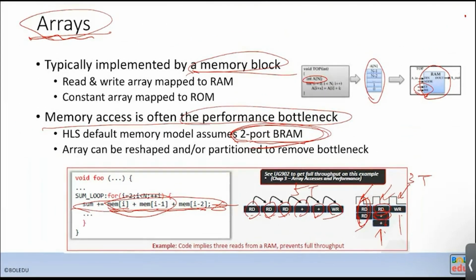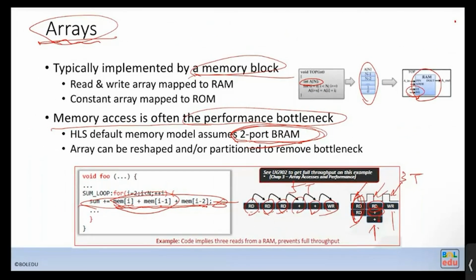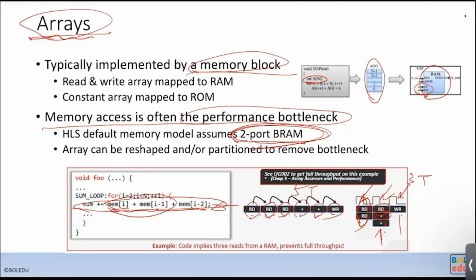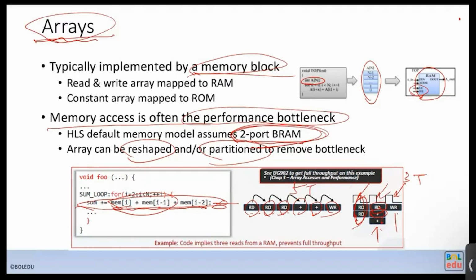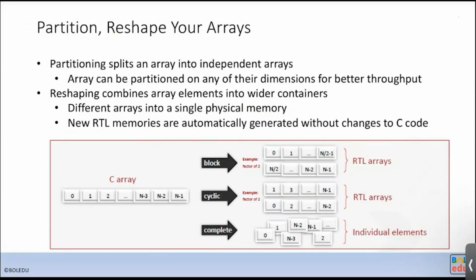Since the memory array is often the bottleneck, HLS provides some memory array manipulation methods for you, like reshape and partition. Here is a very simple example. You can partition your memory. For example, there's an array, and you can do the partition. Partition basically splits an array into multiple arrays. So you increase the bandwidth, the number of ports.